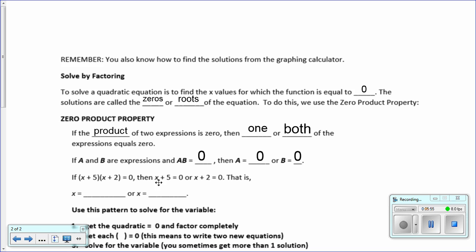So we have x plus 5 is equal to 0. We just solve for x, subtract 5 from both sides. So x can equal negative 5. Or we can go ahead and subtract 2 from both sides. X can equal negative 2. And those would be our answers.